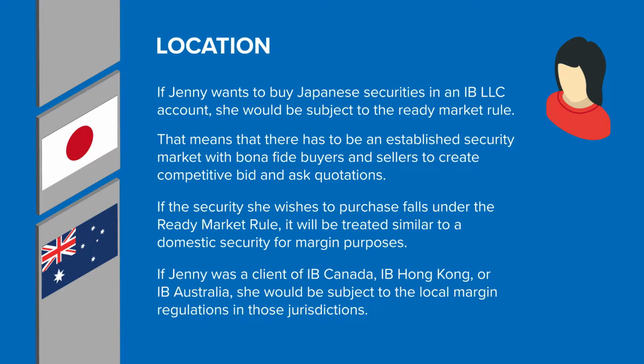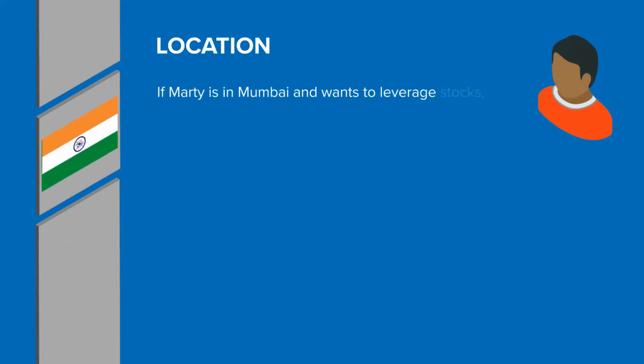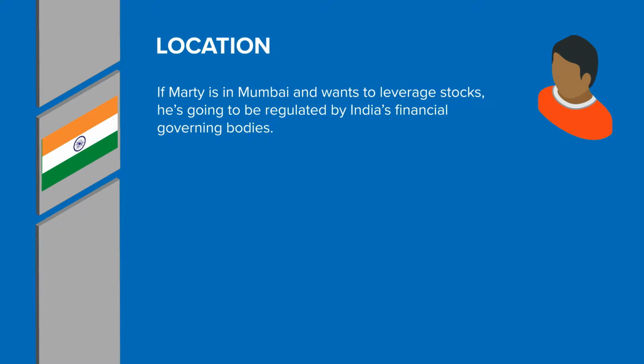However, while your margin requirements will typically be governed by the local jurisdiction in which you reside, those governing bodies may have other, more prohibitive regulations. For instance, if Marty is in Mumbai and wants to leverage stocks, he's going to be regulated by India's financial governing bodies. That corresponds to our Canada, Hong Kong, and Australia example.